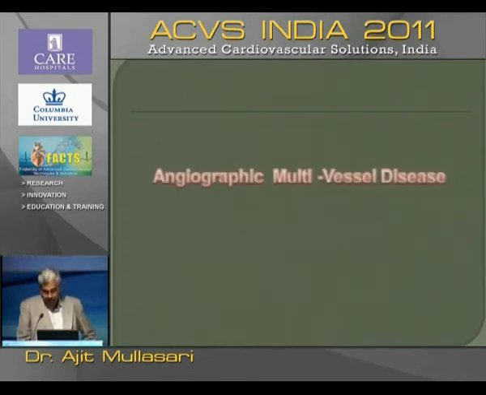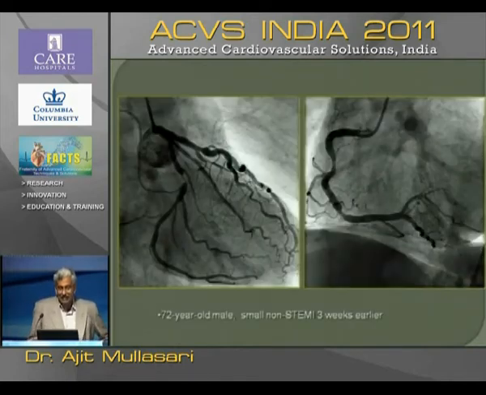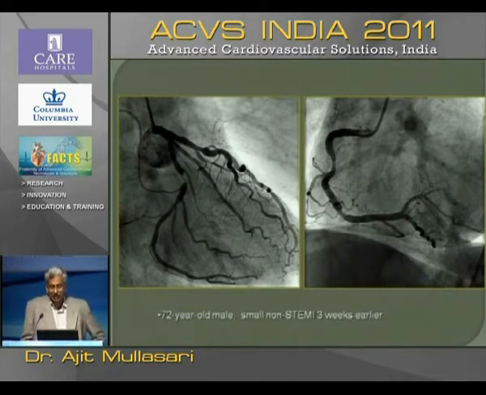The second subset is angiographic multivessel disease. Here is very often a patient who lands upon your lab has an LAD, which is borderline, a ramus, which looks about 70%, a circumflex, which looks tight, and 2 lesions in the right.